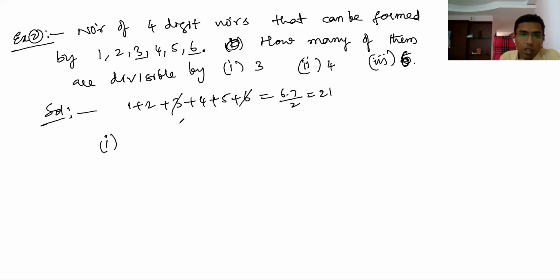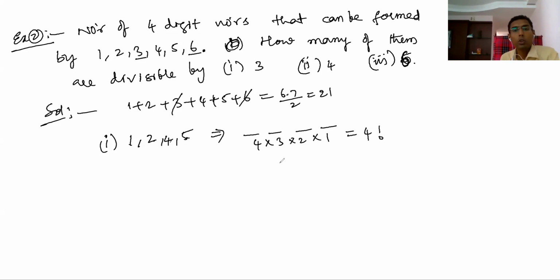3, 6 if I remove, na, anyway 21 is divisible by 3, therefore 3, 9 if I remove. 9 if I remove from this, what I get? 12. So then 1, 2, 4, 5 I am taking. That means what? I selected 1, 2, 4, 5. With 1, 2, 4, 5, how many 4-digit numbers I get? With this 4 digits only I have only 4 digits. I need 4-digit number. 4 into 3 into 2 into 1. So that is 4 factorial. So is there any another way?